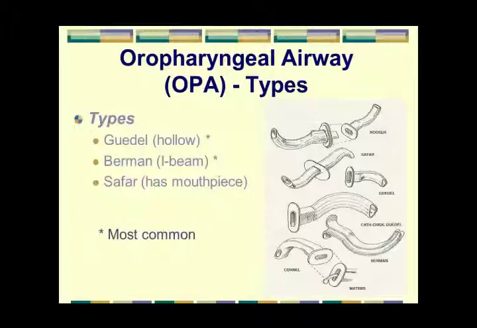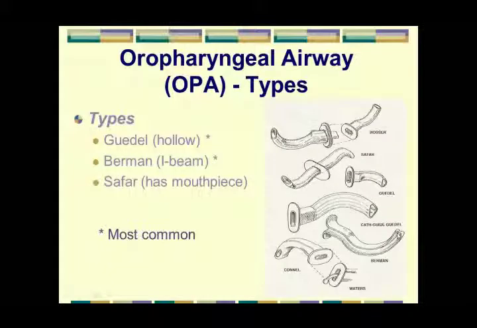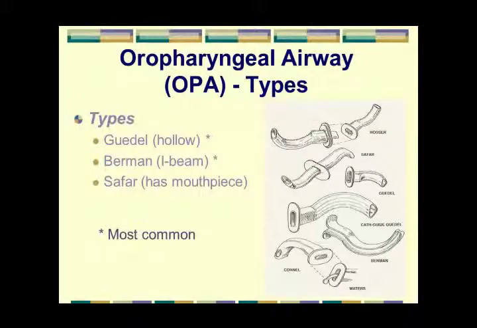So let's talk about the types of airways. Two general types that we have, and three, okay. Two that you'll see clinically, the Guedel and the Berman. Guedel has a hollow center. Berman has an I-beam shape. So here's an example of the Berman. It doesn't really show well here, but right at the very tip there's a central part that looks like an I-beam that they would use in construction.